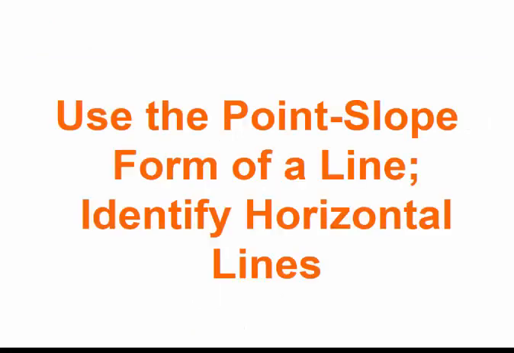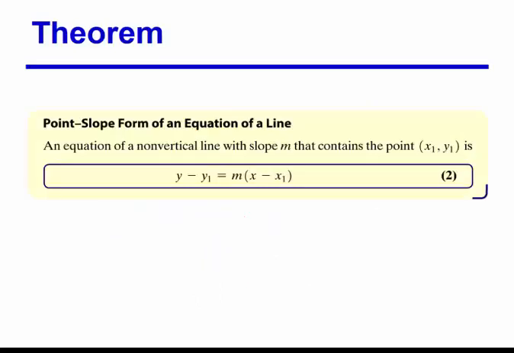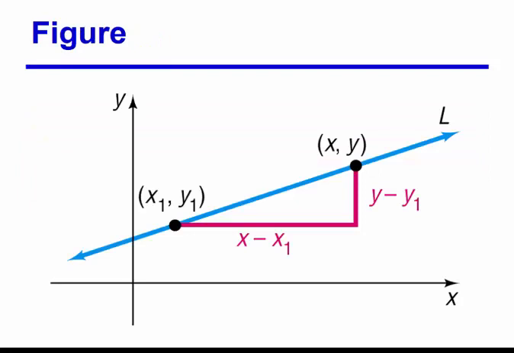The next one, we're going to use the point slope form of a line. We're going to also identify horizontal lines. So the point slope form of the equation of a line is y minus y1 is equal to m times x minus x1, where m is the slope and the point x1, y1 is on the line.